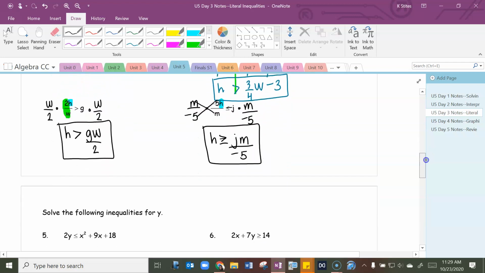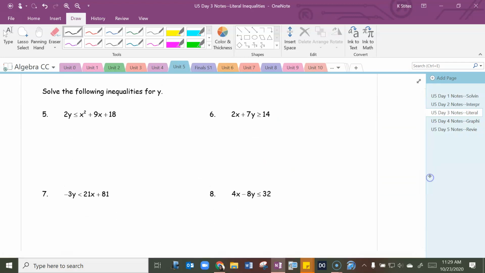All right, nice job. Let's continue to the back where we're going to start solving for y. This will be really important for our next lesson. All right, so we're going to get y by itself, and we'll start by dividing by our 2.